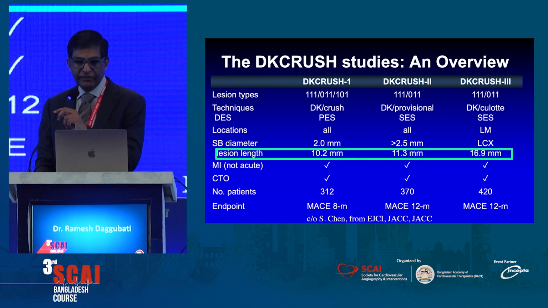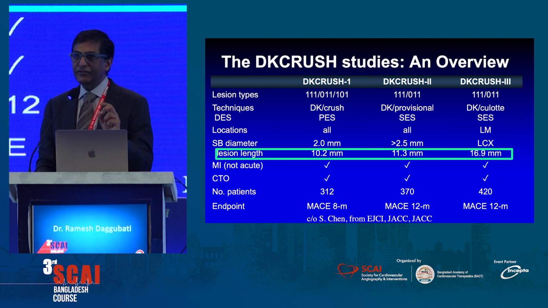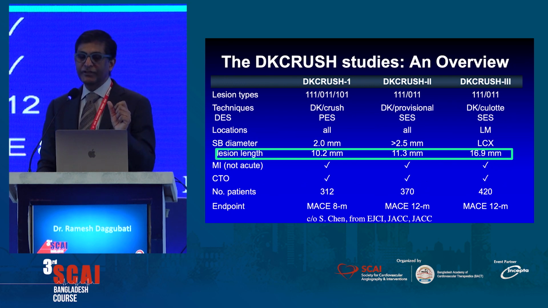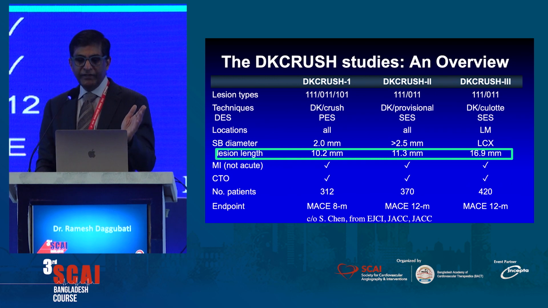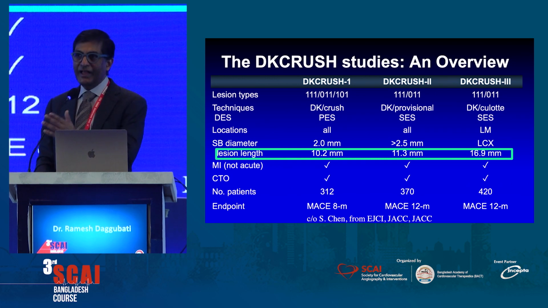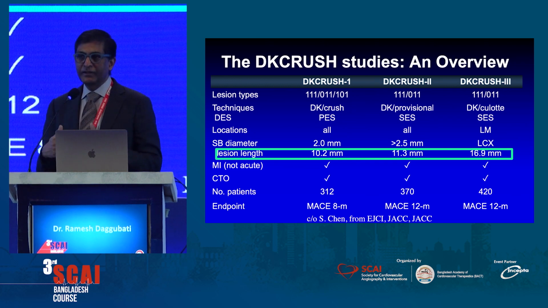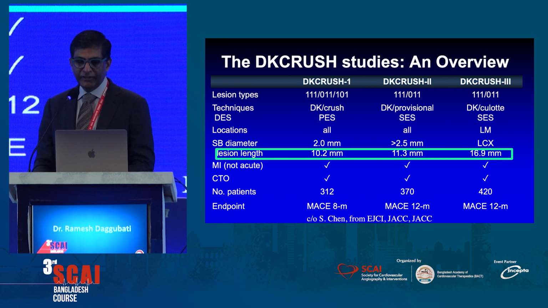In these lesions, the thing you need to understand is that whether DK crush 1, 2 or 3, they all looked at whether the longest lesion length is 10 millimeters or more. So that's when we said, okay, maybe that is how you can define complex lesions, based on the length of the lesion in the side branch. So in DK crush 1, it looked at DK crush versus the classic crush, where there's too much metal in the main vessel and you're crushing a side branch stent that is brought back more than a few millimeters into the main vessel.